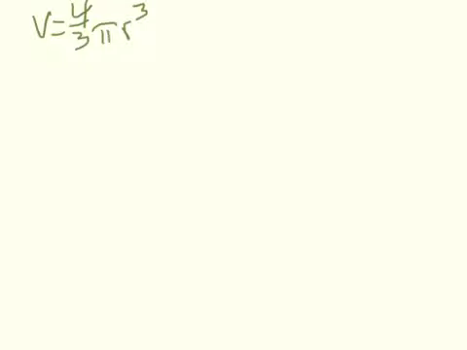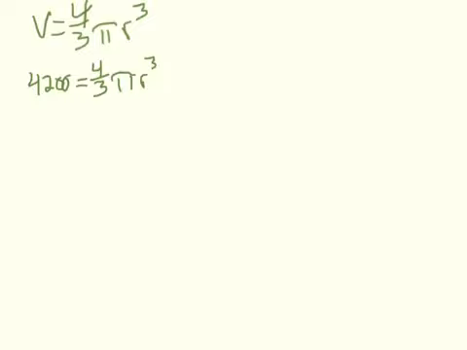So let's plug in what we know, which is the volume is now 4,200. That's still equal to 4/3 times pi times radius cubed. So what we're trying to do is get radius by itself. So let's divide by 3/4.